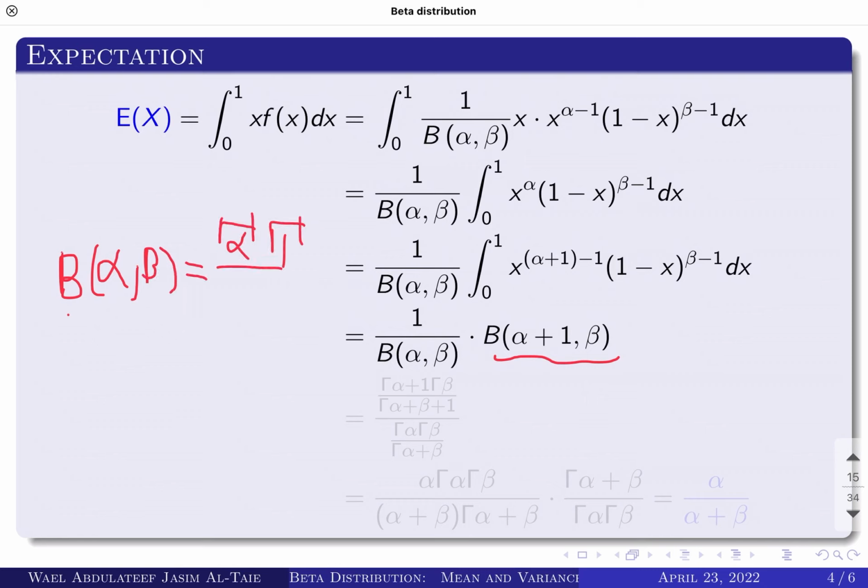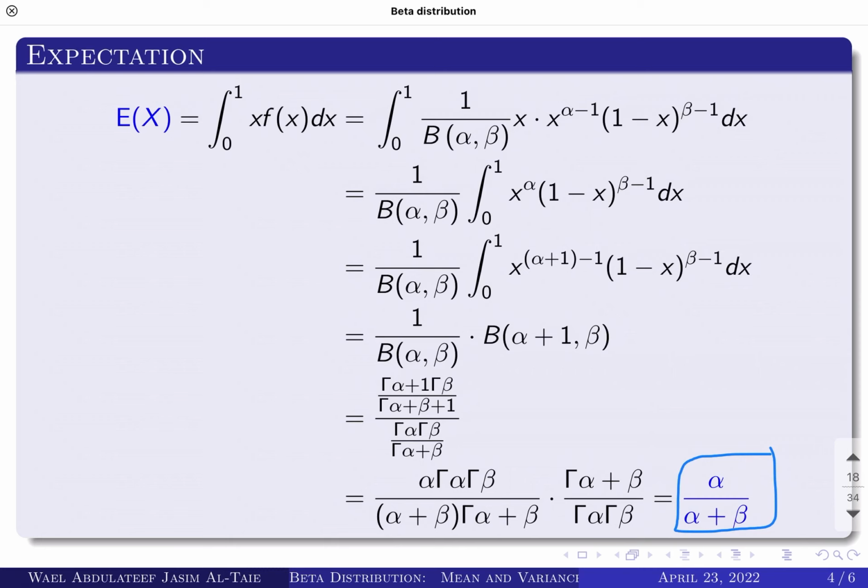So this one cancels out with this one, and this one with this one, the gamma of alpha plus beta with gamma of alpha plus beta. What we're left with is alpha in the numerator and alpha plus beta in the denominator, which, in blue, is the expectation of the random variable x. So this is the mean of the random variable x, which follows a beta distribution with alpha and beta. Now, in order to find the variance of x, we need to find the expectation of x squared.